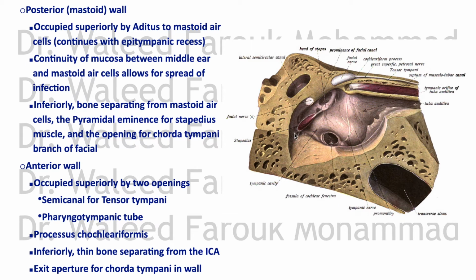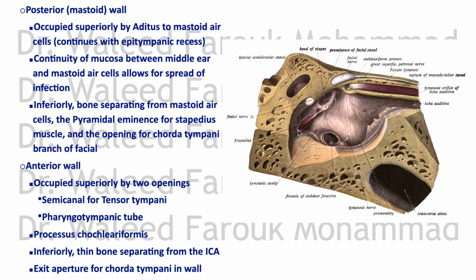Back to the posterior wall, you will find the aditus upwards and downwards a pyramidal prominence, or the pyramid, that will give rise to a muscle. The pyramidal process is a feature of the posterior wall and gives origin to the stapedius muscle that goes forward and medially to insert in the neck of the stapes. See? This is the stapedius muscle arising from the pyramidal process on the posterior wall of the middle ear.